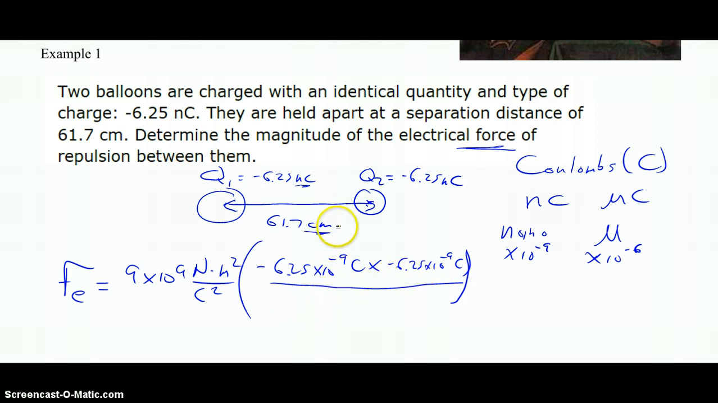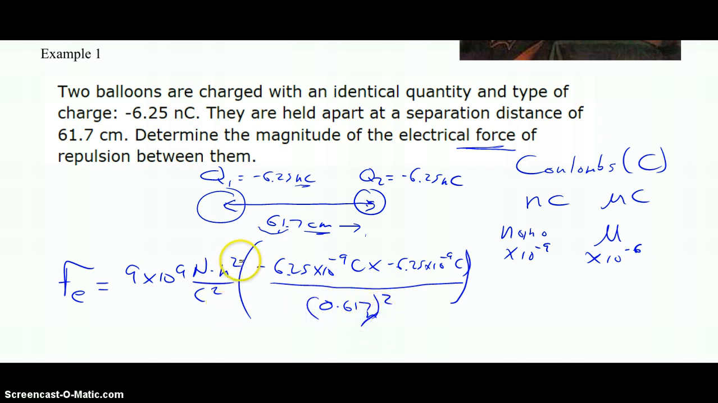Now, 61.7 centimeters would not cancel with the meters in the constant, so I need to change this into meters. Centi means 1/100th, so it also means times 10 to the minus 2. So I'm going to move the decimal place two times to the left, or divide by 100. And that's 0.617. And that's meters, and that's squared.